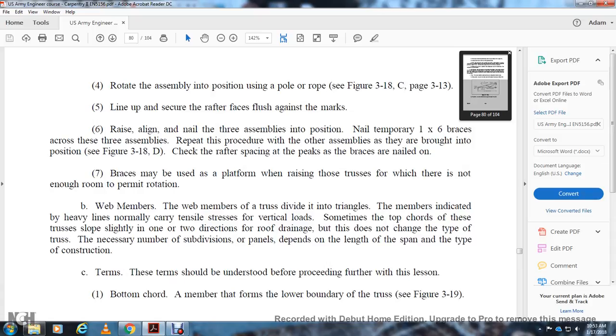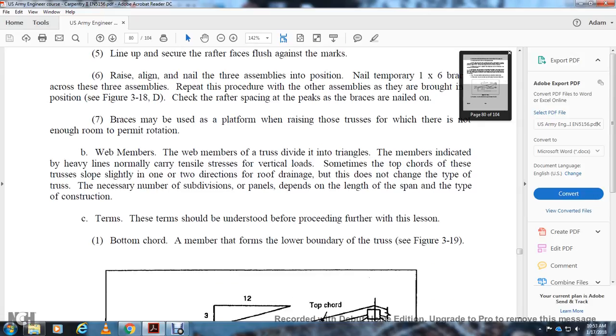Web members. The web members of a truss are divided into triangles. Members indicated by heavy lines normally carry a tensile stress. Sometimes the top chords of these trusses slope slightly in one or two directions, such as roof drains, which does not change the type of the truss. The number of subdivision panels depends on the length of the span and the type of construction. See terms. Terms should be understood before proceeding further with this lesson.